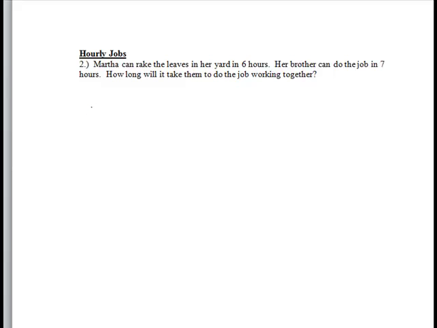In this case, we have Martha, who can do a job, in this case rake the leaves. Takes her 6 hours. Her brother, a little bit slower, takes him 7 hours. So how long will it take them to work together? Well, a little bit of common sense. If they're working together, we know it's going to be less than 6, maybe around 2, 3, 4 hours.